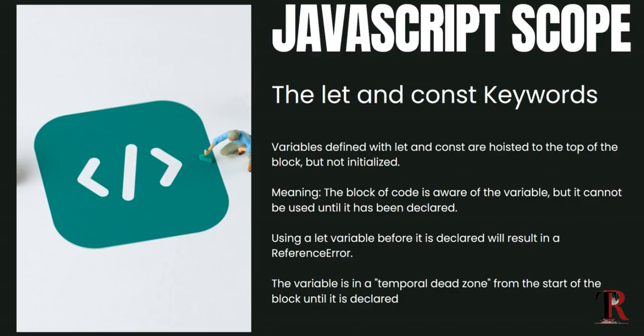Using a let variable before it is declared will result in a reference error. The variable is in a temporal dead zone from the start of the block until it is declared. So when you have a name and an assignment, and you assign it some random value without actually declaring it with let or const, it is in a temporal dead zone, in that you cannot use it until it is declared. If you try to use a variable that has not been initialized with the let or const keyword, JavaScript will give you a reference error.